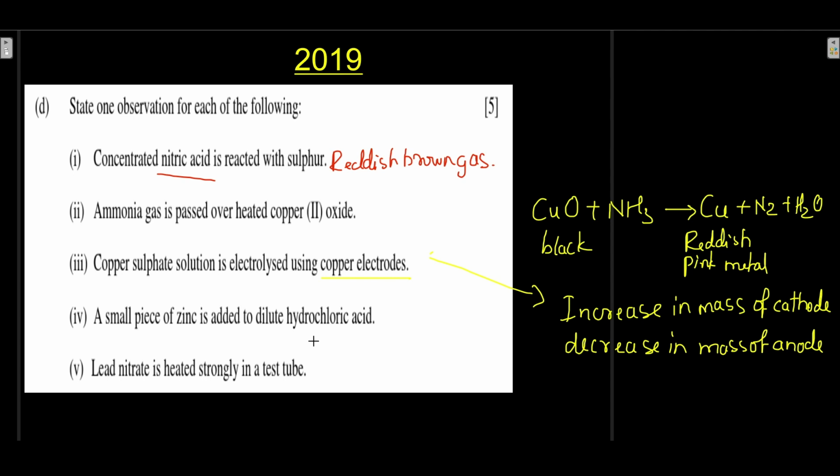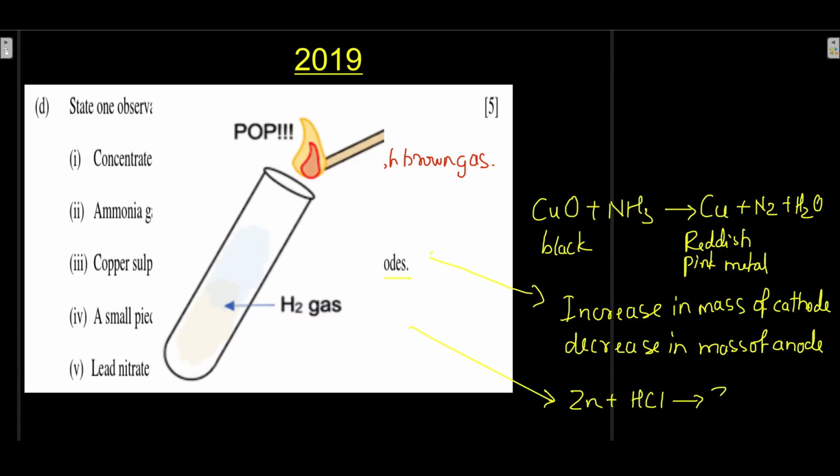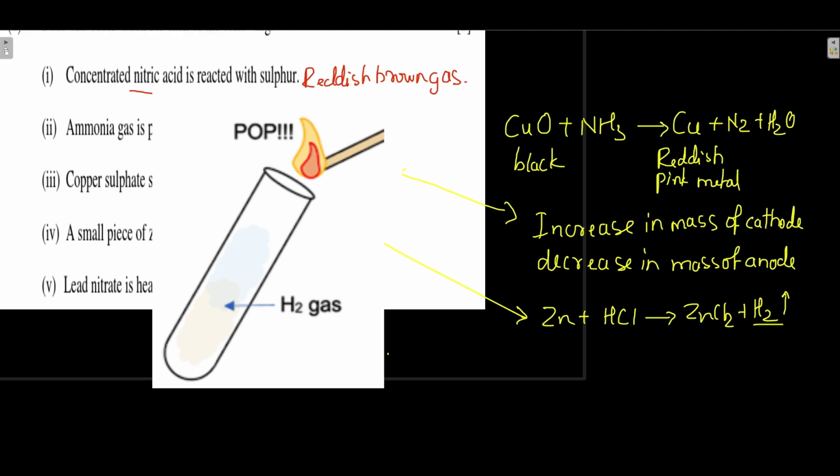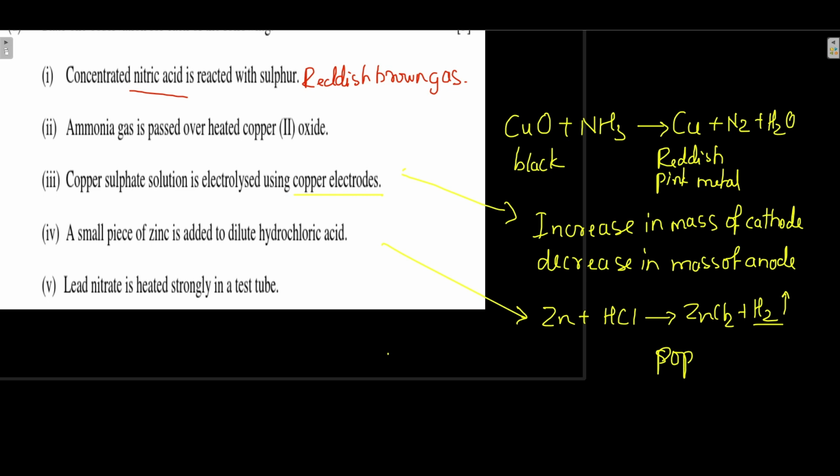A small piece of zinc is added to dilute hydrochloric acid. This will be your typical metal plus HCl. So what you will get? Zinc chloride and hydrogen gas. So you have to write the observation for hydrogen gas. What you will write? Hydrogen is a colorless, odorless gas, but it extinguishes the flame with pop sound.